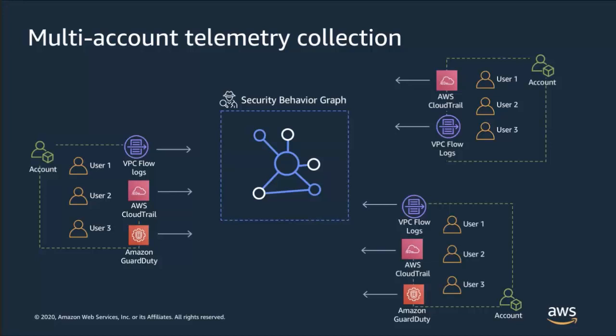Now on the GuardDuty findings, which we are also bringing in, we do collect those findings from accounts where GuardDuty is enabled. It isn't required. You certainly can have accounts that don't have GuardDuty enabled, and you can see in this case I've got an account up on the top right where we're collecting just the telemetry of CloudTrail and flow logs, and the other two accounts we're collecting all three.